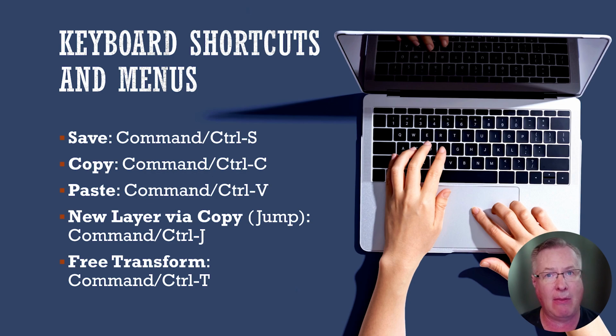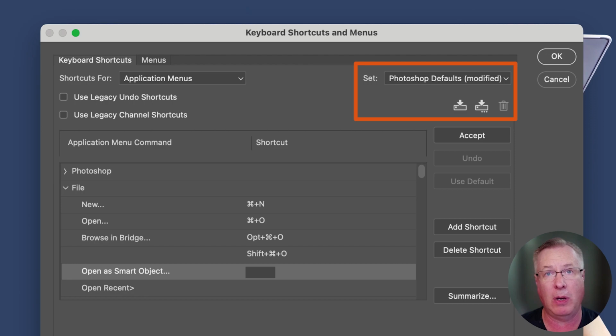If it doesn't have a keyboard shortcut, you can create one. Go to Edit, Keyboard Shortcuts, and Menus. Find the menu item you want to make a shortcut for and type your key sequence in the box. You can save your personalized shortcuts from here too. The first button lets you save the set as is, and the second lets you save a new set, which you can name. The Set drop-down menu lets you switch between sets of shortcuts. I'll let you figure out what the trash can does.